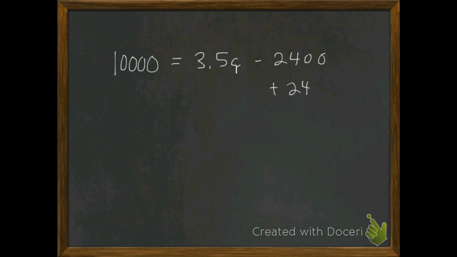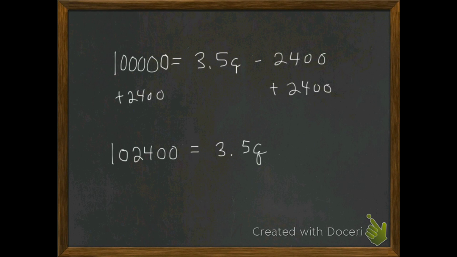So let's add 2,400 to both sides. No, wait a minute, I don't have enough zeros there, it was 100,000, not 10,000. Okay, so let me correct this. So we're going to have 102,400. Divide both sides by 3.5.